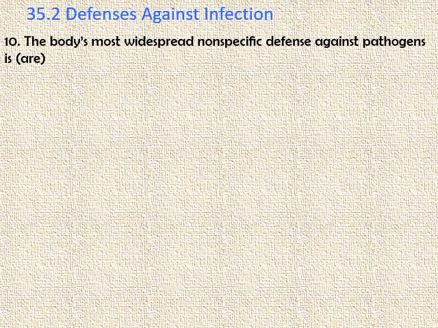Now, questions in chapter 35, lesson 2, defenses against infectious disease. Question number 10. The body's most widespread non-specific defense against pathogens is or are A. Tears, B. Mucus, C. Saliva, D. Skin. The correct answer is skin.